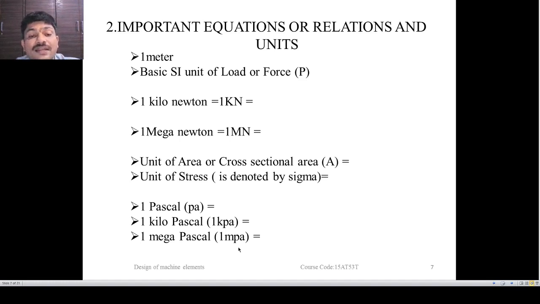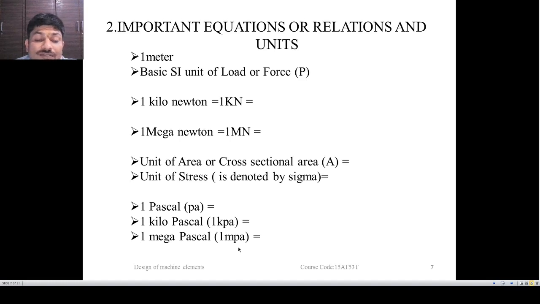When it appears like a cylinder, the cross section is a circle. A circle has either a diameter or a radius. Half of the diameter we call the radius. And therefore, how do we calculate the cross sectional area? That is pi by 4 d square, if you are using the diameter.